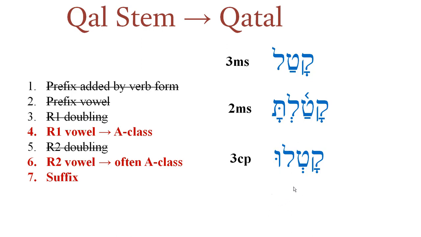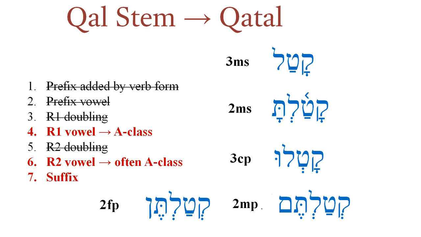Let's consider one more possible change that can happen. And that is in the 2MP, second masculine plural, and the second feminine plural, we have an interesting ending here. I call it a heavy ending because it's got two consonants. Here we have tem, and over here with the second feminine plural we have ten. And in both cases, the accent is on the last syllable.